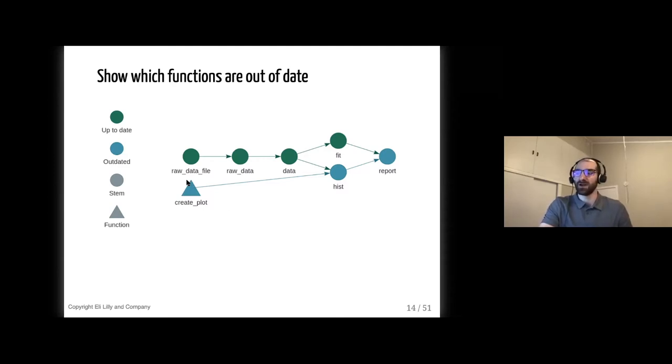So in this graph, we see that this create plot function in our workflow is out of date. It changed since the last time we ran the pipeline. And the targets that are downstream of that are out of date. And so it can tell you the role of functions and what work gets skipped and what workflow actually needs to run. And it makes debugging your workflow, you know, why are my targets out of date? Those questions are a lot easier to answer.